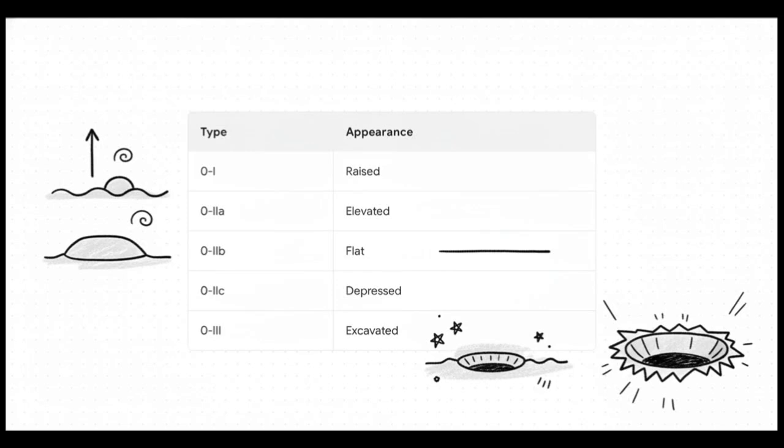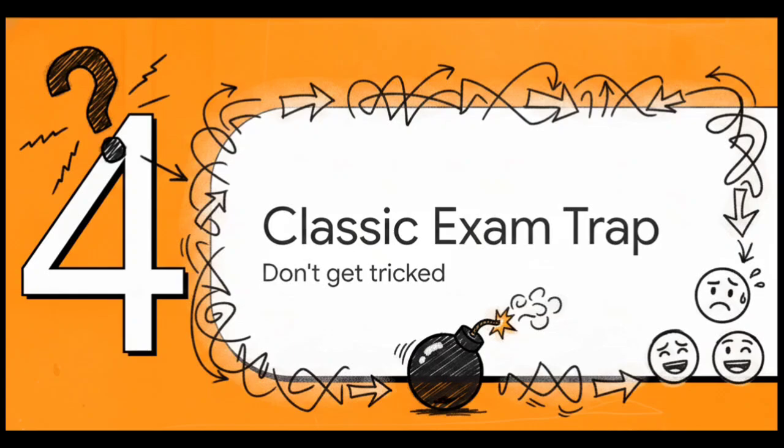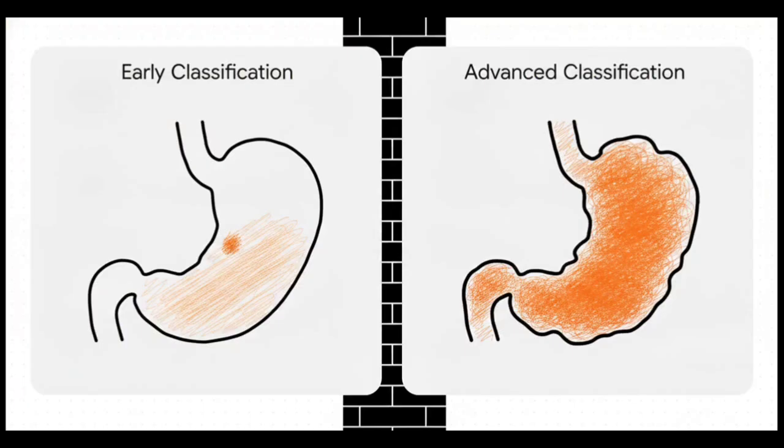If you can just visualize this simple map in your mind's eye during a test, you're going to instantly decipher pretty much any morphological description they try to throw at you. Section 4. The classic exam trap. All right, I need you to pay very, very close attention here, because this is a cautionary tale where incredibly smart students lose easy points. Let's make sure you aren't one of them.